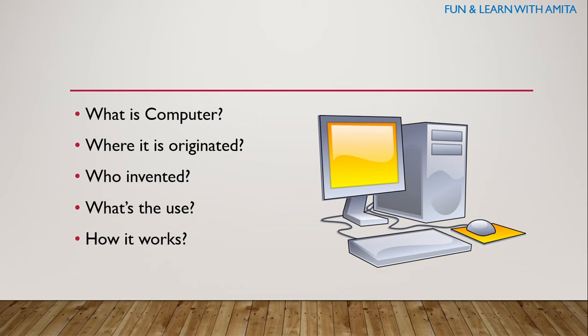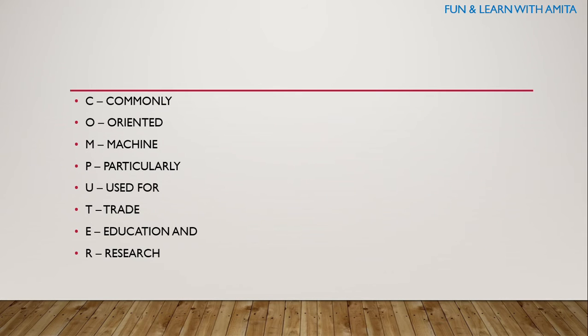What is a system? When a group of components works together, we call them system. Here monitor, mouse, CPU, keyboard is a group of component that works together. That's why its name is system. So let's see what is a computer or a system.